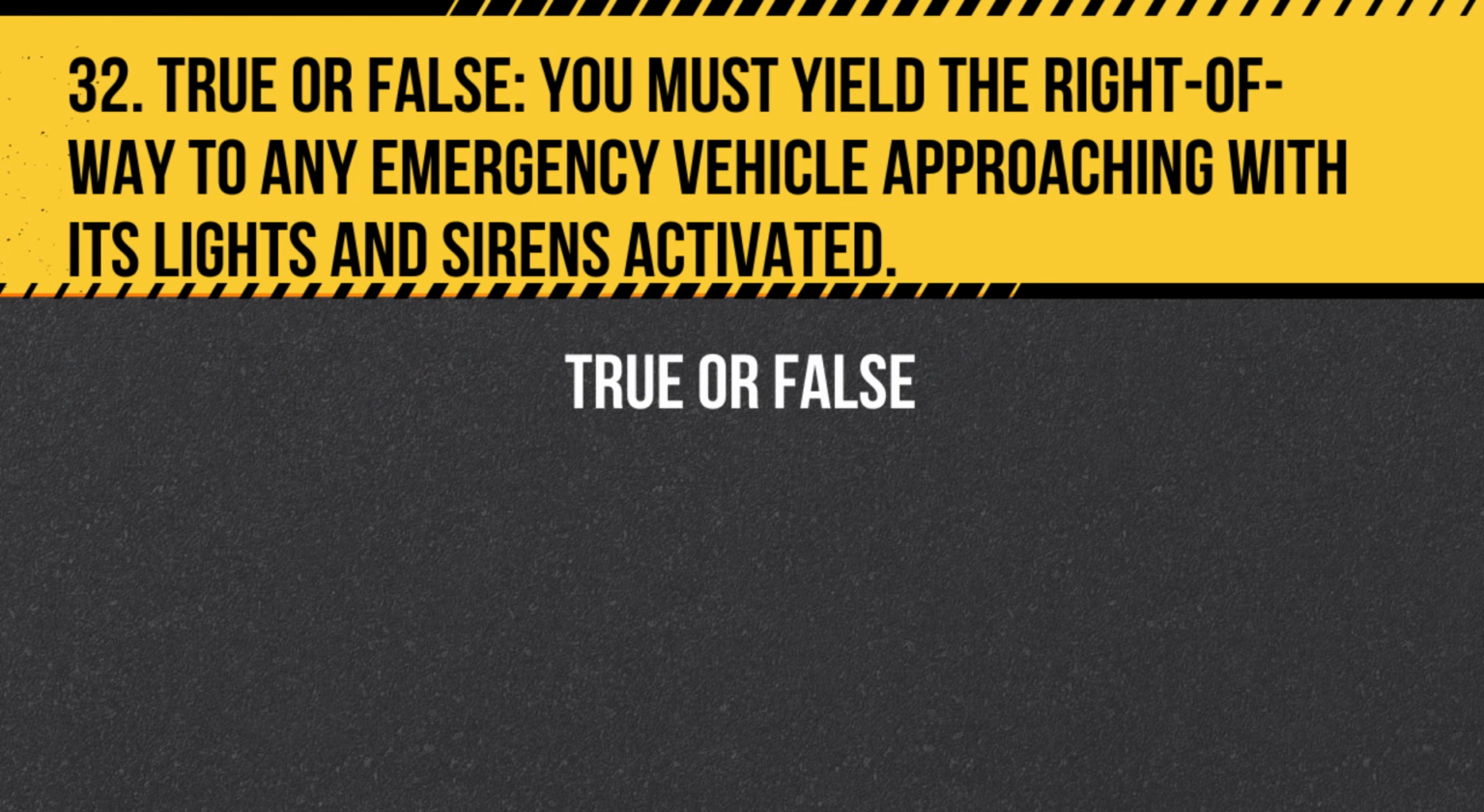Question 32. True or false? You must yield the right-of-way to any emergency vehicle approaching with its lights and sirens activated. Answer. True. You must yield the right-of-way to emergency vehicles with lights and sirens activated, pulling over to the right side of the road and stopping if necessary.